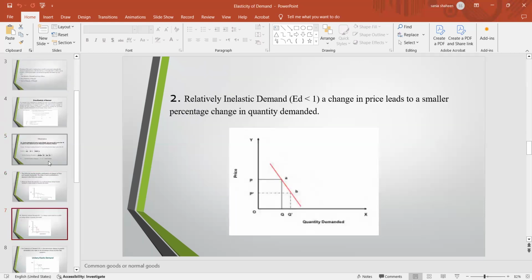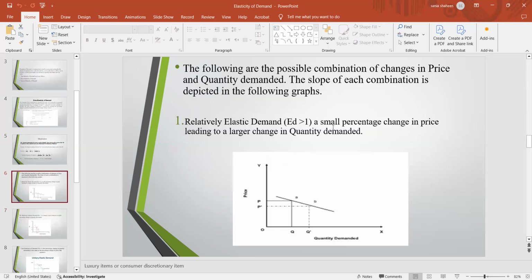So here we can explain the possible combinations of changes in price and quantity demanded with respect to their elasticity. We have different combinations of elasticity of demand that carry different meanings. The first case is relatively elastic demand, the more elastic case, where the elasticity of demand is greater than one. It shows that a small percentage change in the price level leads to a larger change in quantity demanded.